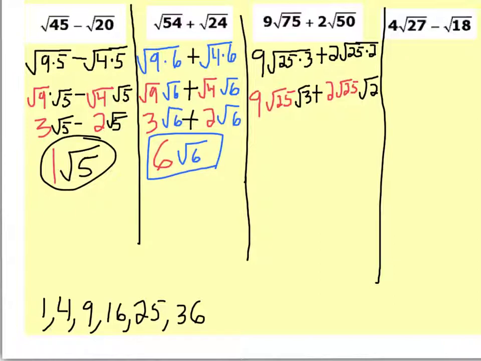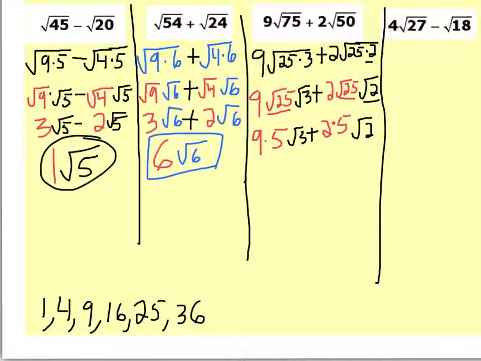Next, I'm going to take my 9 and I'll just bring it down, and now I'm going to do the square root of 25, which is 5, and when it comes out it's going to multiply to the 9. I'll do that later, and I'll bring down my square root of 3, and I'll bring down my plus sign. Then I'm going to take my 2 and bring it down, and the square root of 25 is 5. I'm going to multiply that to the 2 in a second, and I'll bring down my square root 2, which was left inside of this one.